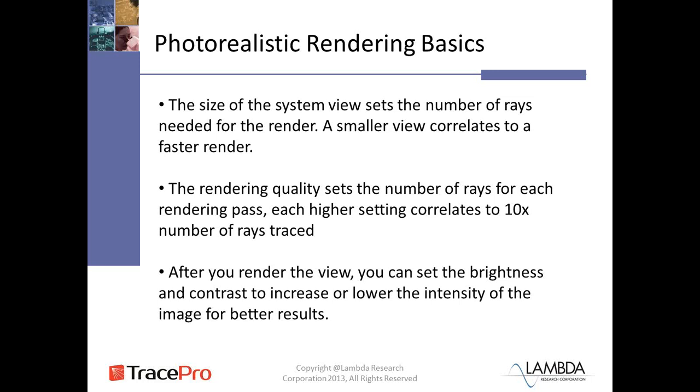There are rendering quality settings. There are 5 of them. The number of rays for each rendering pass for each higher setting correlates to 10 times more rays being traced for each higher setting. So you're going to see that we have 5 of them, and each one is going to take 10 times longer to ray trace. After you render the view, you can set the brightness and contrast to increase or lower the intensity of the image for better results, and use contrast to be able to see things more clearly. And you can do this all after the render is done, so you don't have to worry about this, and you can post-process this type of operation.